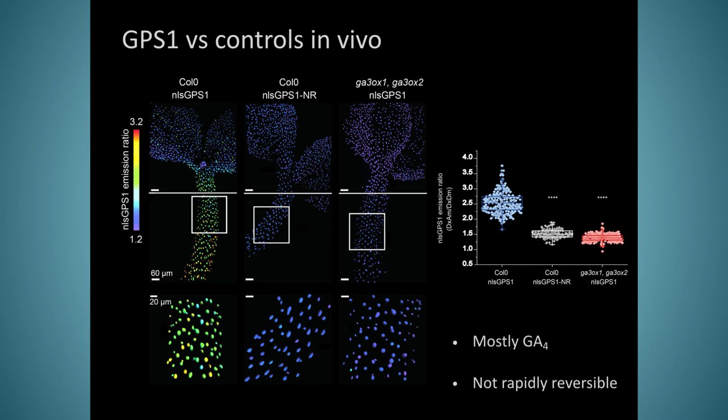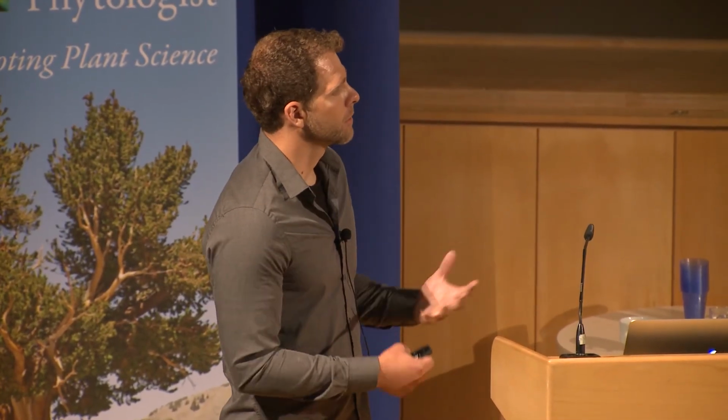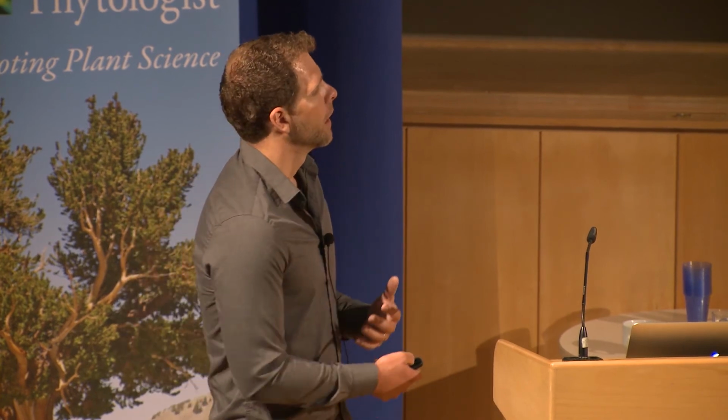And we find that GPS1 prefers GA4 to the other GAs by at least an order of magnitude. GA4 is the dominant GA in Arabidopsis. So that's important for switching over to other plants, for example. It's also important for interpreting the results that I'll show you.